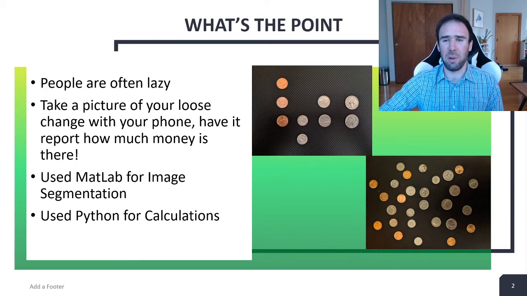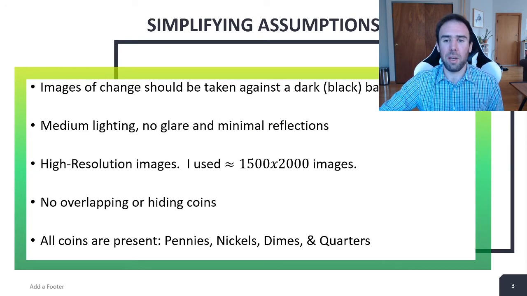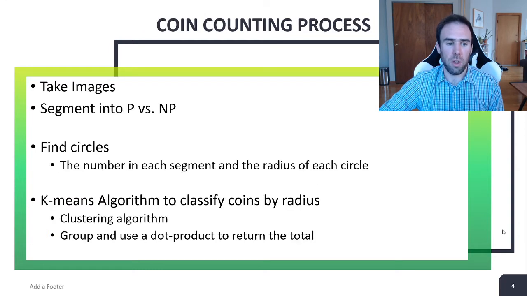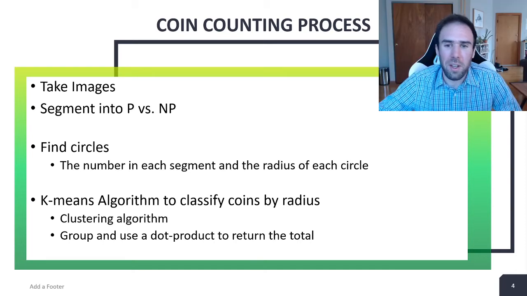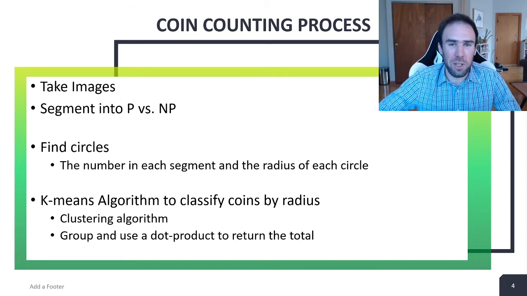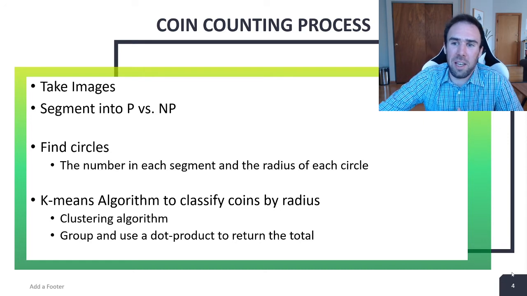So let's talk about that process, right? Let me hide myself. Actually, let's go to this slide. All right, so the process. So obviously, we need to take some images, and then we're going to segment the image of coins into polynomial time and non-polynomial time. Nope, really, we're going to segment them into pennies and not pennies.